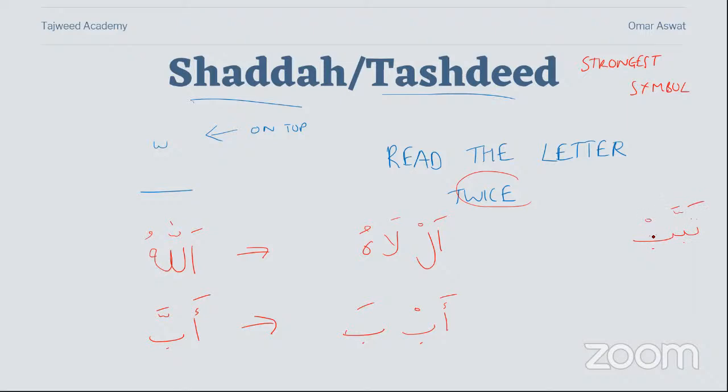Tabbat. There's a common misconception when it comes to "tabbat yada abi lahabin wa tabba." Some people think that because you're stopping, you just say "watab, watab." That's incorrect. You have to read the letter ba twice. They say "tabbat yada abi lahabin wa tabba." So if anyone asks you, you're definitely reading the letter ba twice. You don't stop and say "watab, watab." That's incorrect. You say "tabbat yada abi lahabin wa tabba, wa tabba."